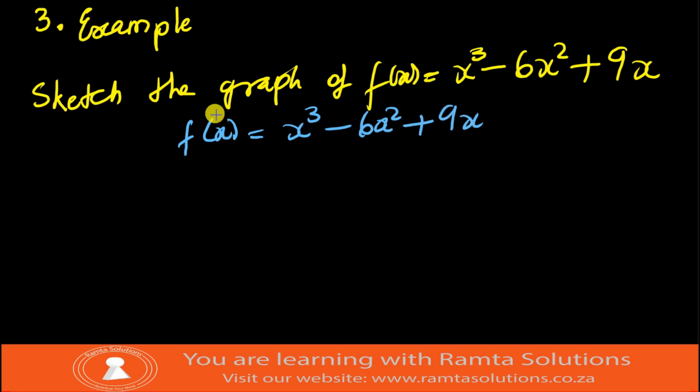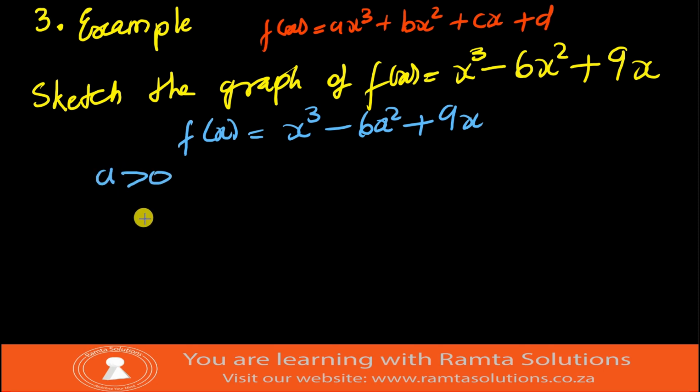If you recall, we said a cubic has the form f of x equals ax cubed plus bx squared plus cx plus d. Now, when you look at this, it tells you a is positive. So we expect our graph to end with a smiling face. If it ends with a smiling face, it means it began with a frowning face. So we expect our graph to be like this.